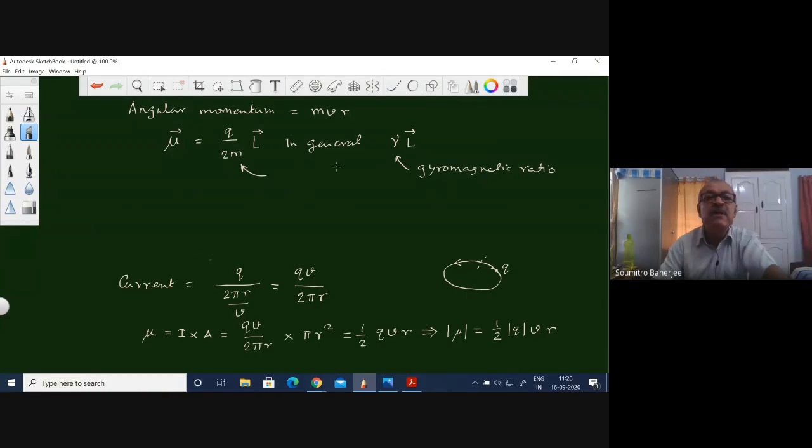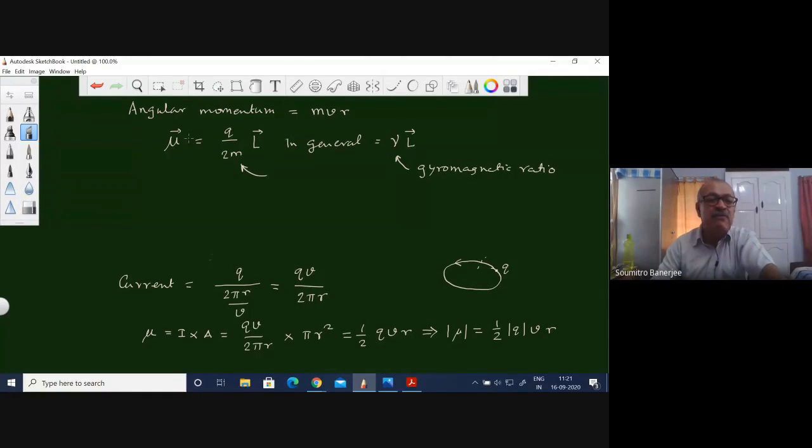It will not exactly be q by twice m, but it will be at least a coefficient, which means that the argument that we have given is that the mu vector, the magnetic dipole moment, is proportional to the angular momentum, or in other words, the angular momentum is proportional to the dipole moment. Then if we can have some way of measuring the magnetic dipole moment, then we also get some way of measuring the angular momentum.